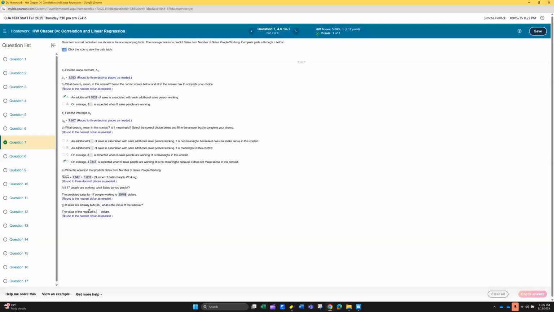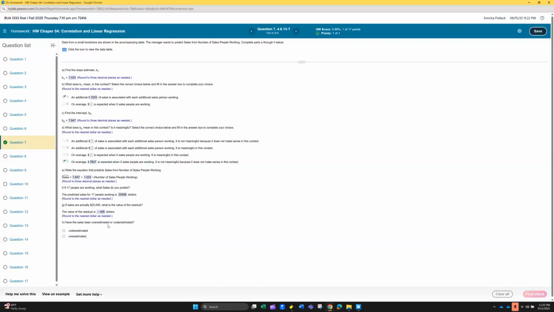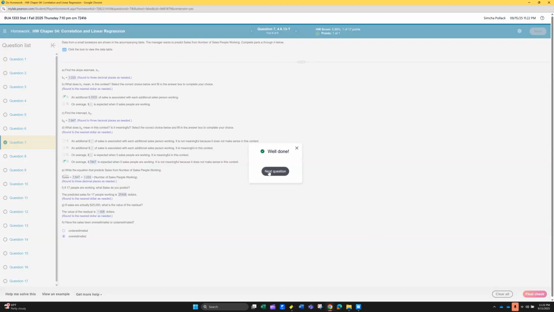Okay, now we're told that even though the prediction is 25,408, the sales were actually 25,000. So what is the value of the residual? Well, the residual is the actual minus the predicted. So 25,000 minus 25,408 is minus 408. And then it says the sales have been overestimated by $408. So this answer is overestimated. And that's it. We're done.